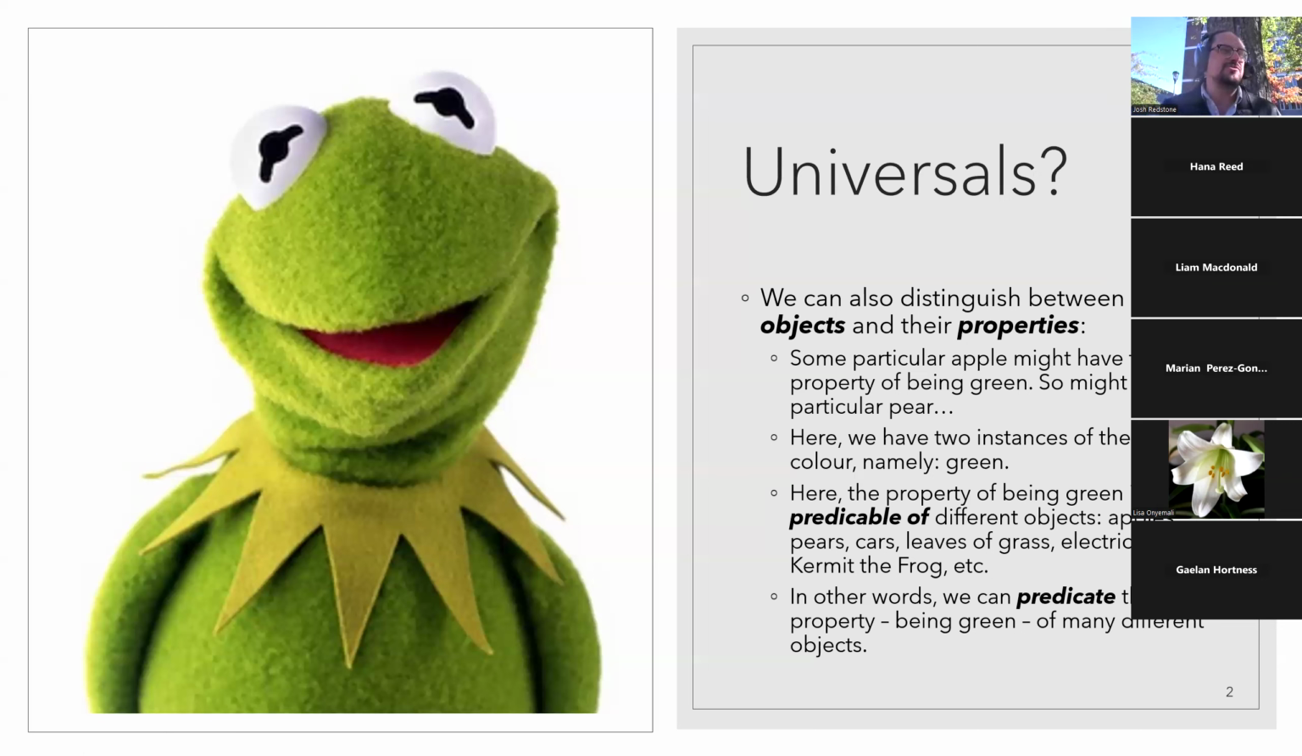So what it means to say that properties are predicable of the objects that bear them is that, if you were to put it in a sentence, the word that refers to the property is a predicate. So the apple is green. Kermit the Frog is green, right? We're predicating the property green to those things in those sentences. And that is why we can think of properties as predicable of objects. And many different objects, as the example I've just used shows, can instantiate the same property.